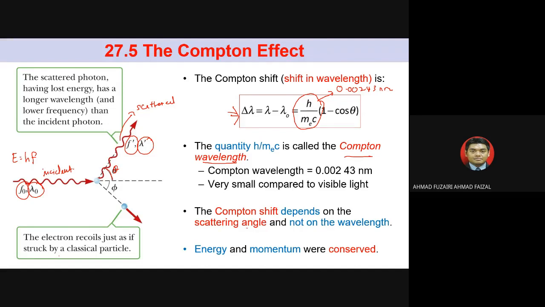And the Compton shift depends on the scattering angle and not on the wavelength. It's only depending on the scattering angle and not on the wavelength. Energy and momentum were conserved. Again, how to get delta lambda, or lambda minus lambda naught? Remember, this is lambda and this is lambda naught. Here, it's based on the Compton formula.